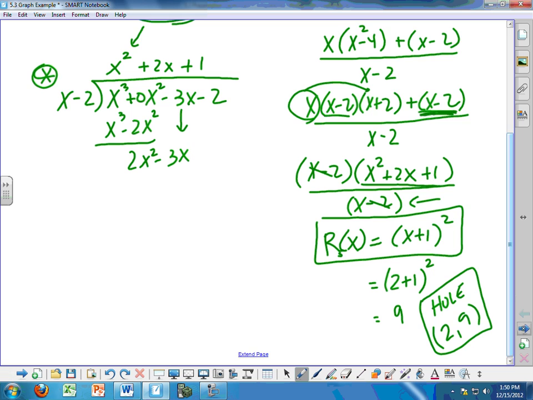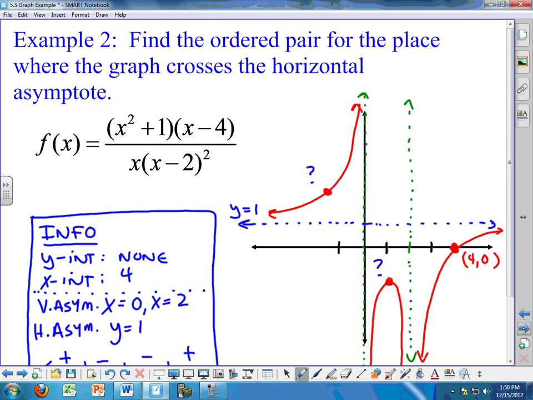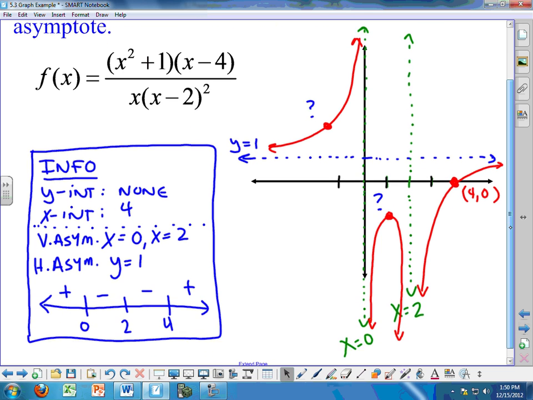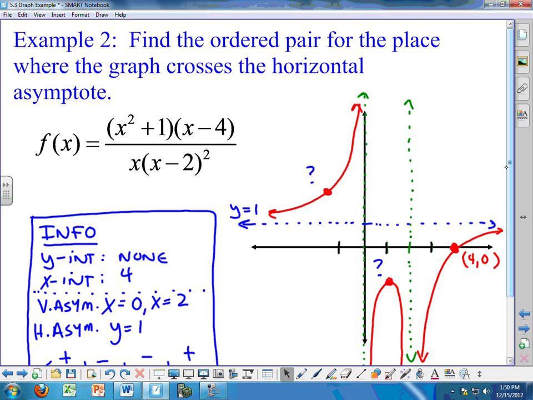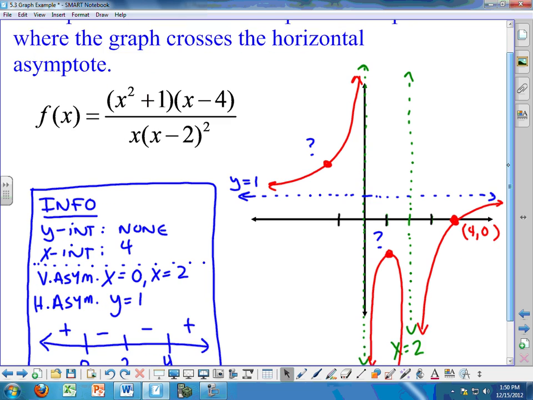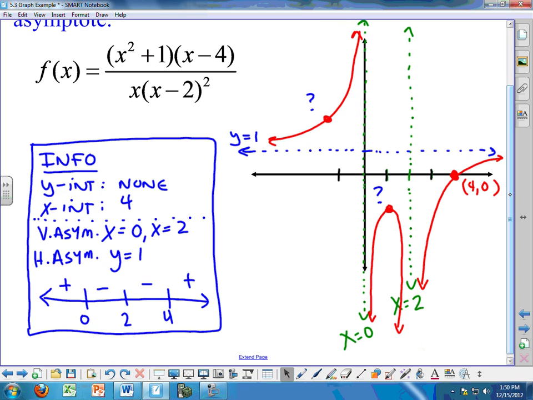Now the next problem is a little bit different because it's asking us to find the ordered pair for the place where the graph crosses the horizontal asymptote. And not only have I shown you the formula or the function here, but I've also graphed it for you. Going through this example, the problem states to find the ordered pair for the place where the graph crosses the horizontal asymptote. And as you can see from my picture here in red, I did not find a place where the graph crossed the horizontal asymptote.